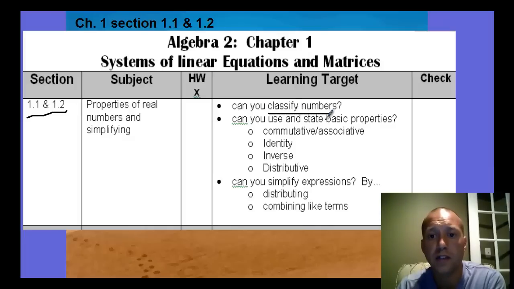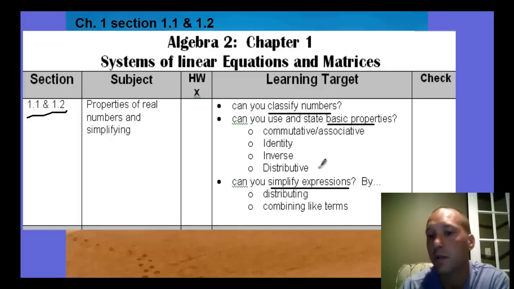We're going to classify numbers. We're going to be using some basic properties. These are four of them we'll look at. And we'll look at how to simplify expressions, keeping order of operations in mind.